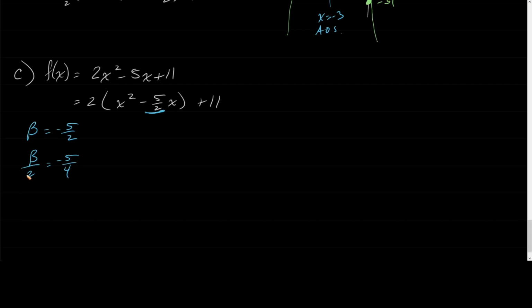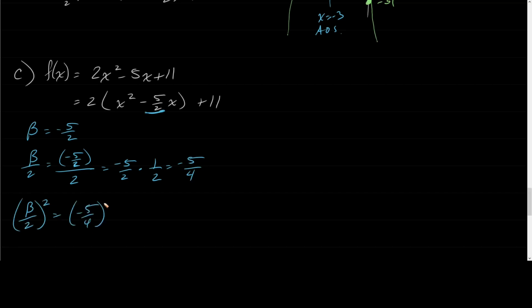Remember, dividing by 2. Perhaps we'll rewrite this. We had -5 halves divided by 2. When we're dividing, that's the same thing as multiplying by the reciprocal. So I'm multiplying by the reciprocal of 2, which gives us -5/4. That's our beta over 2, but we don't really care about that just yet. We care about beta over 2 squared. So -5/4 squared is 25/16, and it's a positive, right? Because we have a negative being squared.